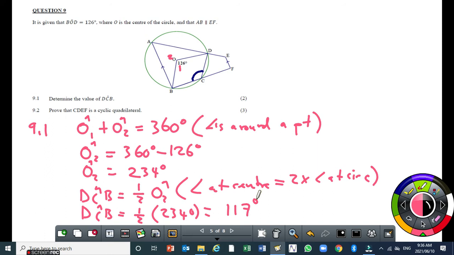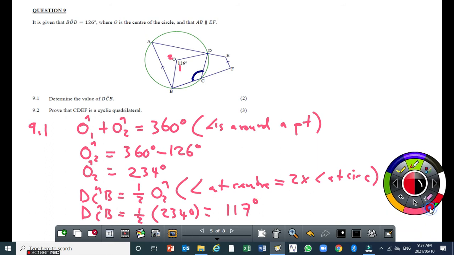Okay. Question 9.2: prove that CDEF is a cyclic quadrilateral. Your cyclic quad is this one here. In fact, it's not a cyclic quad yet, but the quad is this one here. You're supposed to prove that it's a cyclic quad.